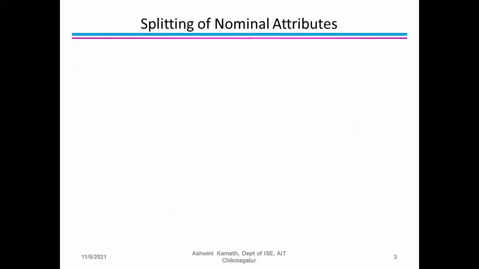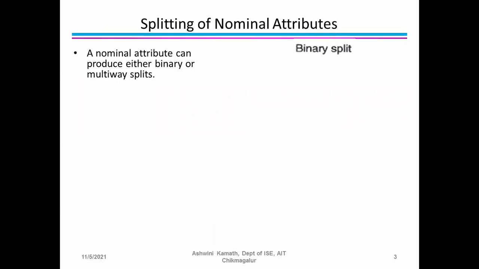So, splitting of nominal attributes. A nominal attribute can be split in two ways, that is using binary split or multi-way split. First we'll discuss the binary split. So consider the car type attribute. In the car type, we have sports, luxury and family. Right? These three car types we have.